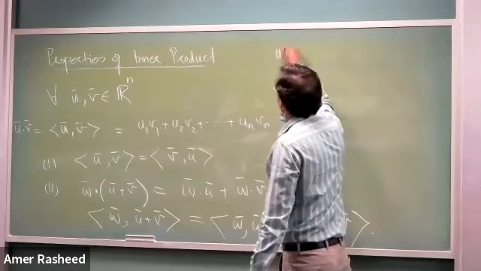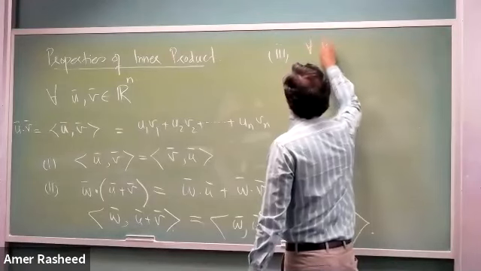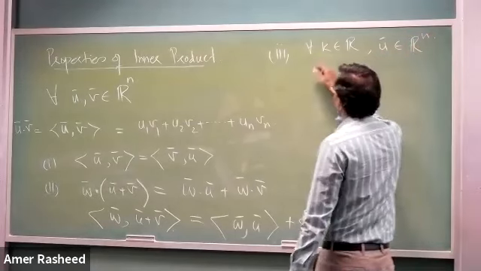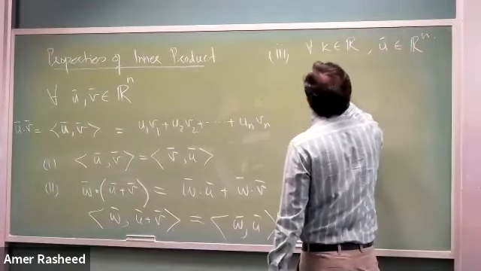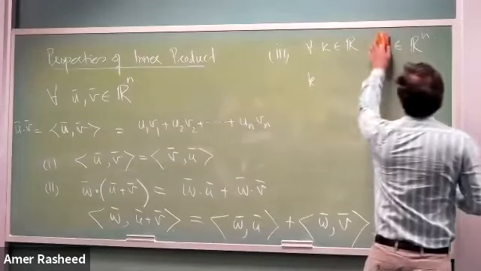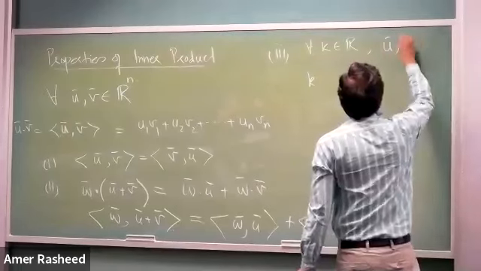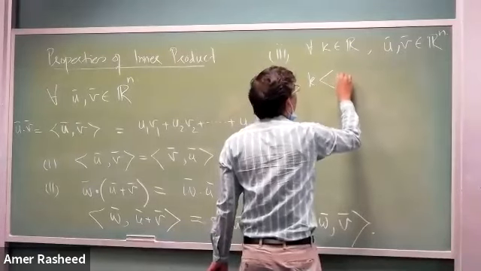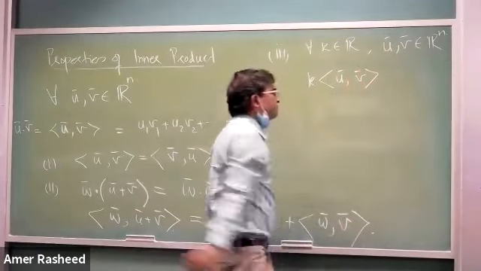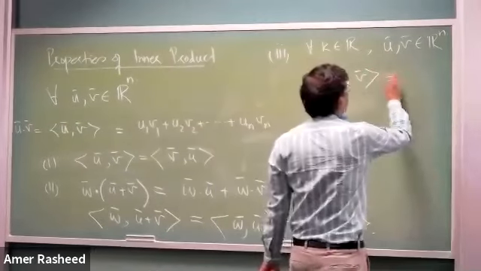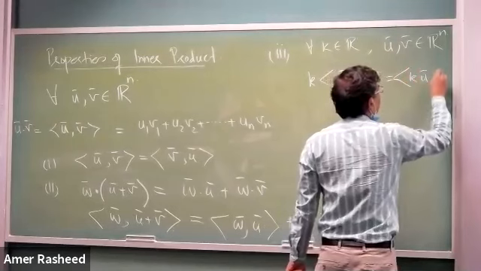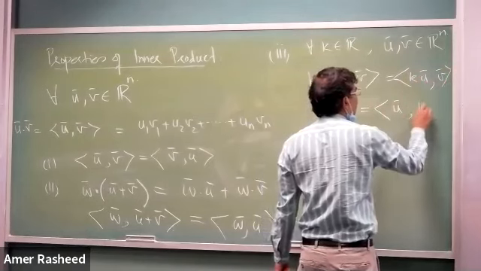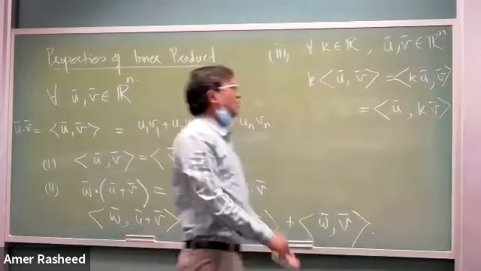Now another property, I hope you get it. If we have any scalar k belonging to R and we have u and v, 2 vectors in Rn, then k times <u, v> inner product is equal to <ku, v>, or this is again still equal to <u, kv> inner product. All these things are the same.